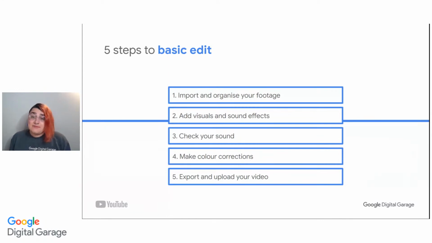Think about your sound. Listen to your audio with your eyes closed. If you've got multiple audio sources, maybe you're speaking, but you've also got some music in the background or something like that, then you might want to think about the levels of those. You can also do color corrections to make sure that it looks really good. And then finally, you can export your video and upload it to YouTube.